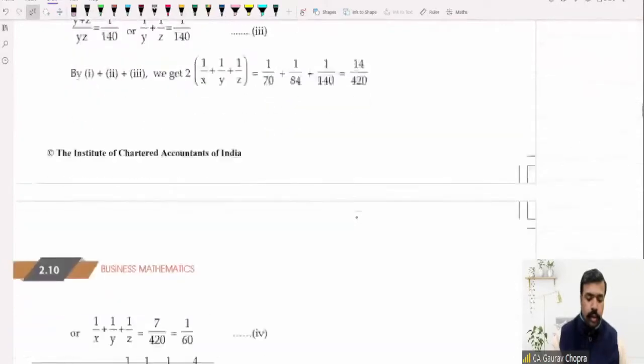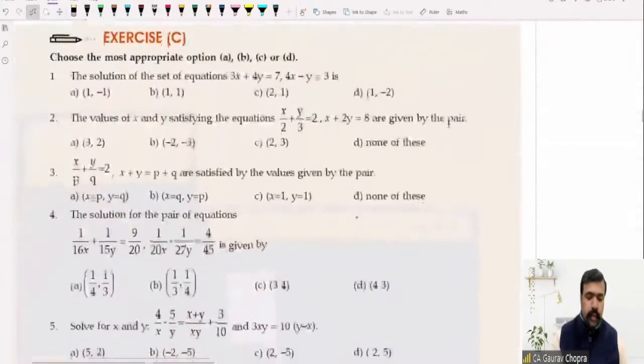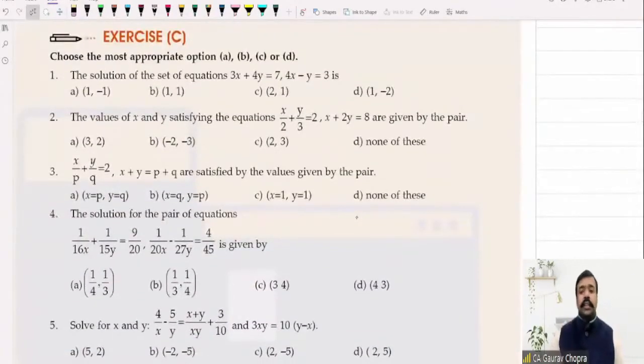So now let us try some questions first from this exercise. After that, we will go for some more examples. All right. Now, we are having exercise number 3, exercise number C. The solution of the set of equations is. So here we have to find out the solution. Now, which of the solutions is the correct one?